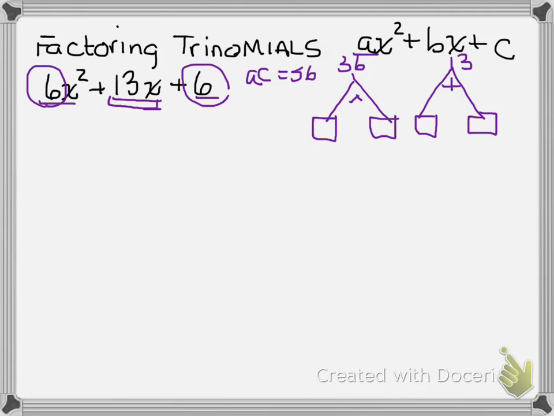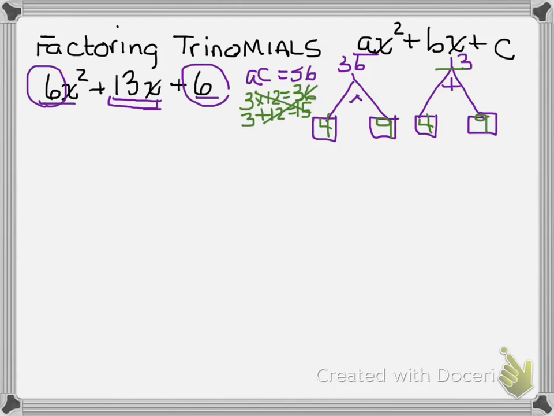You might think, okay, 36 is, let's see, how about 3 times 12? We try 3 times 12, and that does multiply together to get 36, but when we add the 3 and the 12, we get 15, and that's not what we're looking for. We're looking for 13, so this isn't going to work. We try different combinations, and it turns out that the combination that does work is 4 and 9. 4 times 9 is equal to 36, and 4 plus 9 is equal to 13.